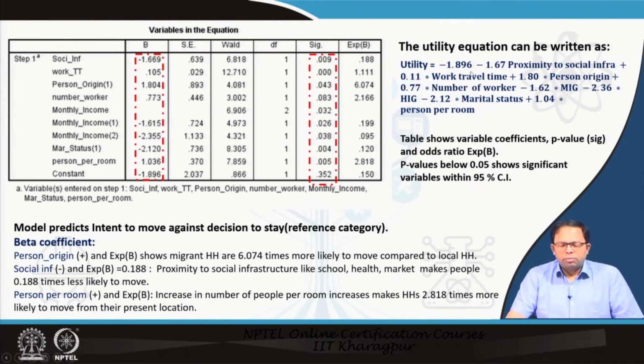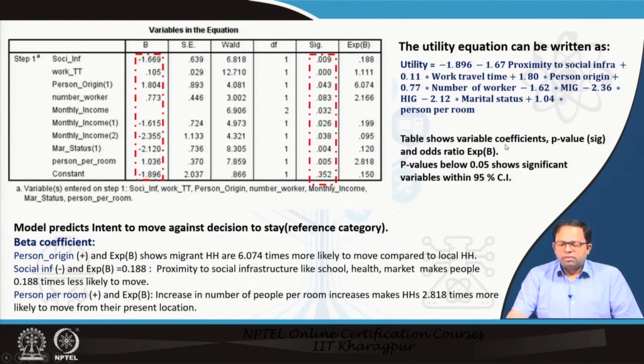Utility is equal to minus 1.896, which is the constant beta 0, minus 1.67, which is proximity to social infrastructure, which has a negative sign, plus 0.11 into walk travel time. So as walk travel time increases, people are willing to move. As proximity to social infrastructure increases, people are less likely to move because we are getting all the social infrastructure nearby. Then person of origin, that means if he is a migrant, he has more chance to move, and so on. So these are the different terms of the utility equation, and based on the discrete choice theory, we have seen that from the utility equation we can also determine the probabilities of a person's intent to move.